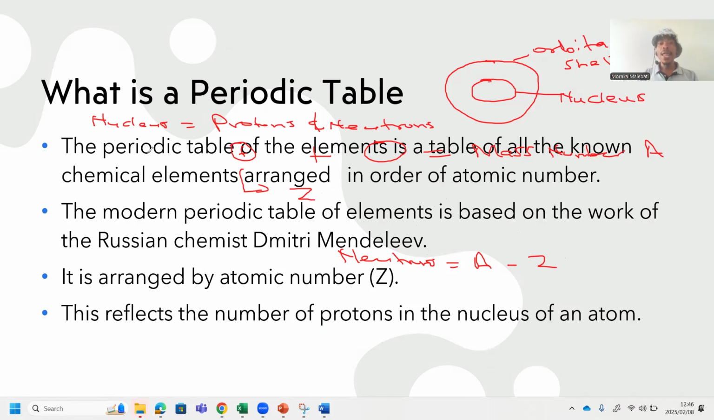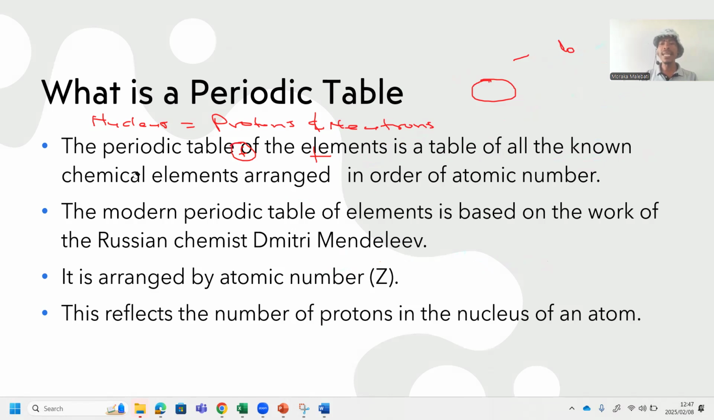So the periodic table is the systematic arrangement of the elements based on their atomic number, or the number of protons. And it was compiled by the Russian chemist known as Dmitry Mendeleev. Okay, so basically that is that, and we're going to learn more about the periodic table today. Moving right on.